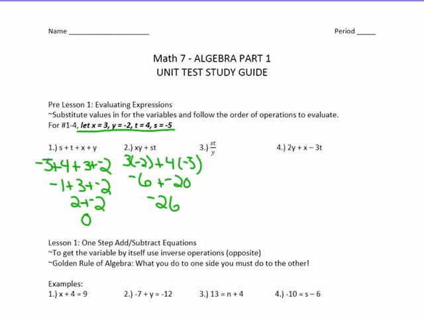For number 3, we have -5 times 4 divided by -2. I have to do the multiplication first: -20. -20 divided by -2 is +10.